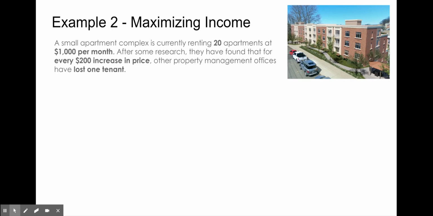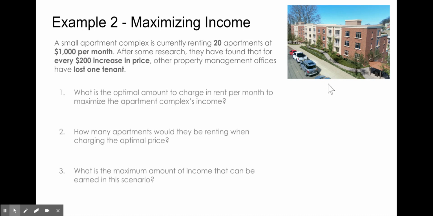In this scenario, a small apartment complex is currently renting 20 apartments at $1,000 per month. After some research, they have found that for every $200 increase in price, other property management offices have lost one tenant. They want to use this information to determine what is the optimal amount to charge in rent per month to maximize the apartment complex's income.